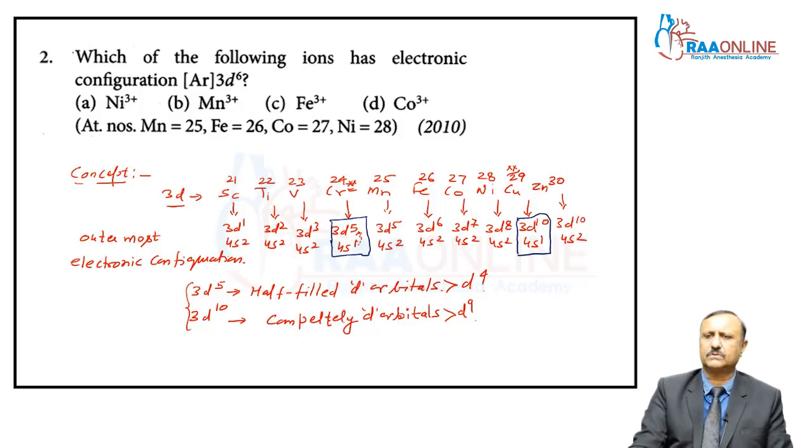So, as electrons go to the d orbitals, here the s electron goes to the d orbitals. So, 3d5 4s1 and 3d10 4s1 are the electronic configurations for chromium and copper.